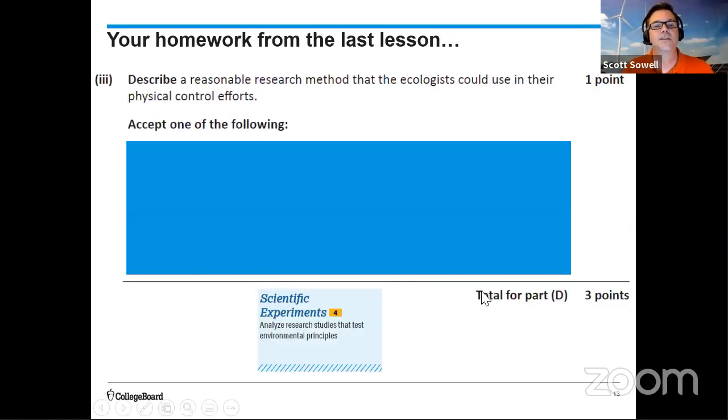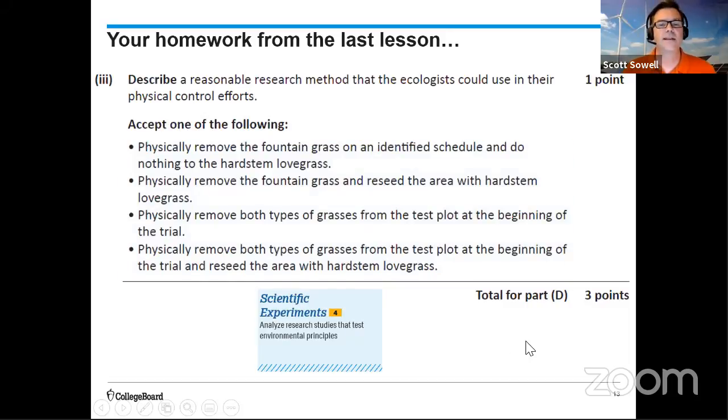And then the last part, describe a research method that they could use. So again, this is part of that scientific experiment skill that we looked at before. So you could say as part of that experiment, they could physically remove the fountain grass on an identified schedule and then do nothing to the love grass. Or if we jump down to the bottom, you might physically remove both types of grasses from the test plot at the beginning of the trial and then reseed the area with hardstem love grass. So the question is asking you for a description of a reasonable research method that they could use in their control efforts. So many possibilities for that.